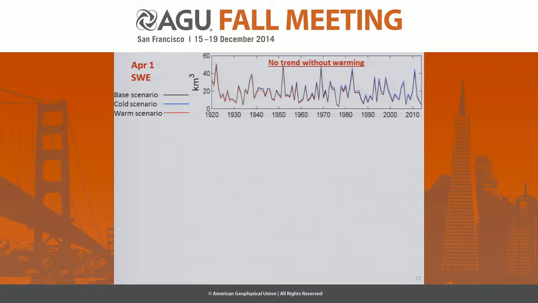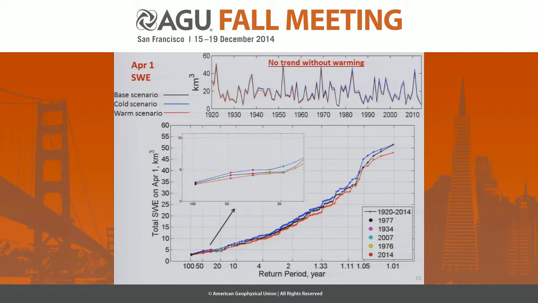It's a little bit hard to see here from the plot, but after the warming trend is removed, the original decreasing trend in snowpack also disappeared. So this strongly suggests that the warming trend is the main cause of the decreasing trend in SWE. This conclusion is also consistent with many previous studies.